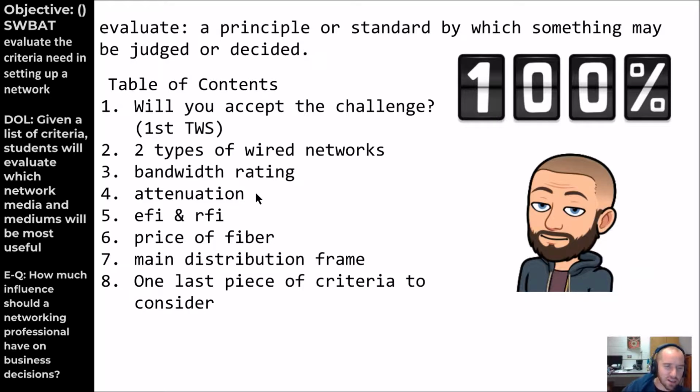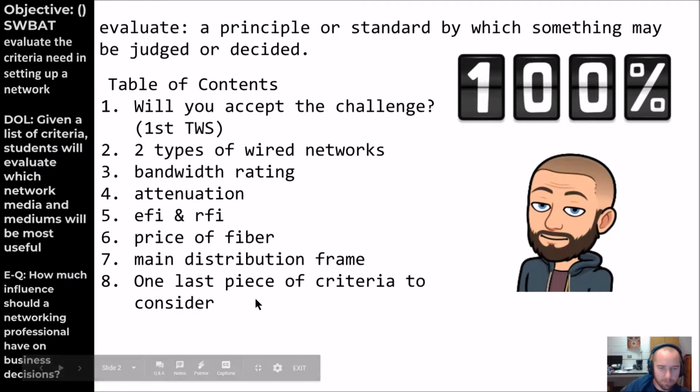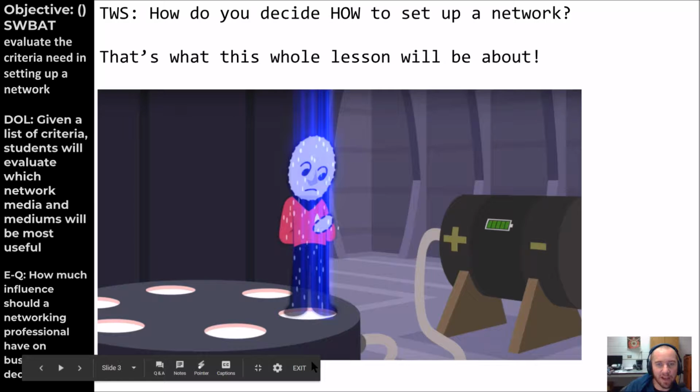The sixth thing is the price of fiber optic cabling. So if you haven't seen that lesson already, the fiber optic lesson, go ahead and check that out. The seventh thing we'll talk about is what a main distribution frame is. I'm briefly going to talk about that, and I'll just end the lesson after that with one more criteria for you to consider, and then that's it, okay?